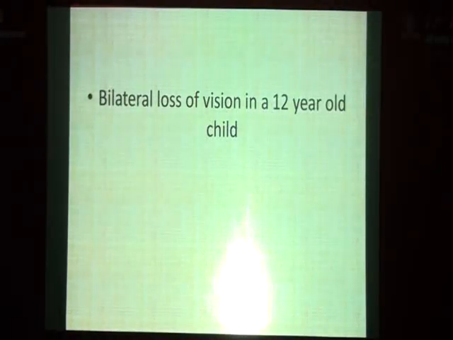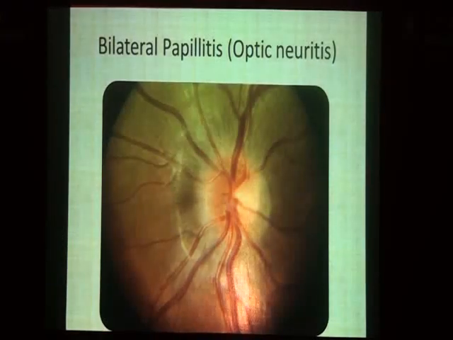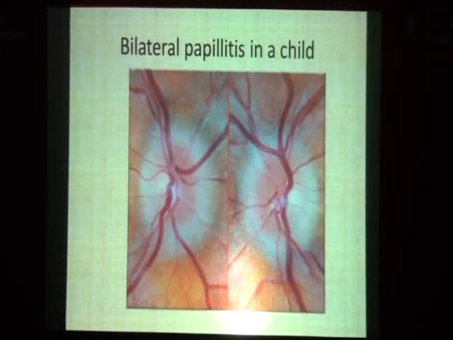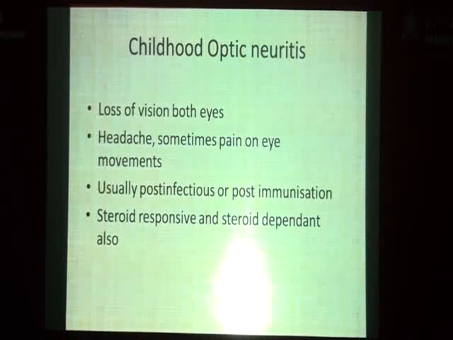Bilateral loss of vision. This is another situation where the difference is the initial presentation with bilateral loss of vision in a 12-year-old child, which is basically a situation of bilateral papillitis. This is of course showing one eye of this patient, and this is another patient with both eyes disc edema, which usually looks symmetrical. It may be mild or moderate, and it is usually associated with headache, sometimes pain on eye movements, and usually it is post-infectious, and it also can be associated with post-immunization.